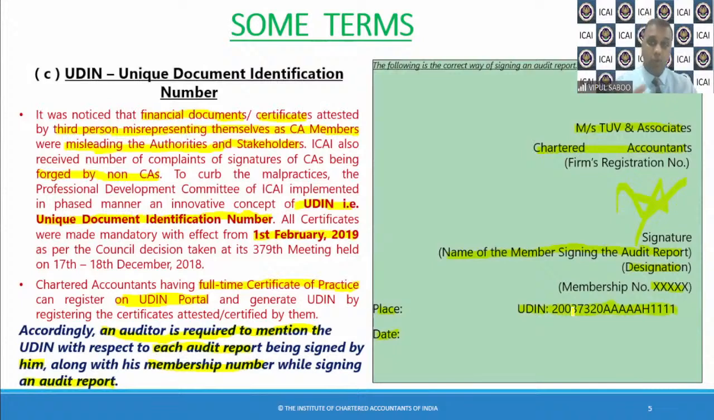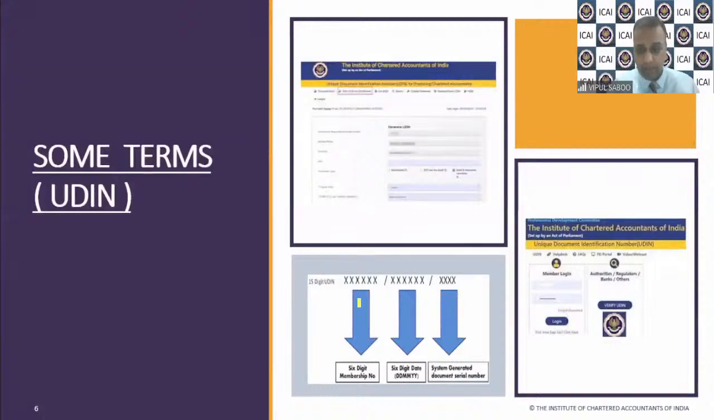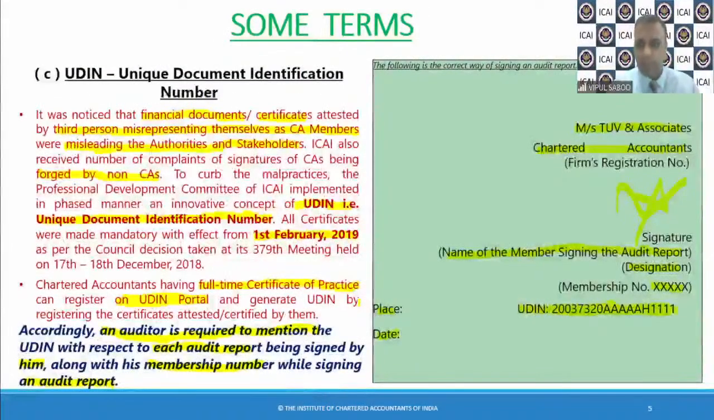If we count the number of digits and letters, this is an alphanumeric number. It comes to 15. This is just an example over here.